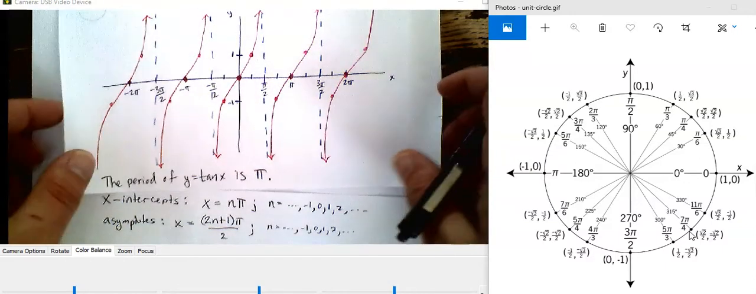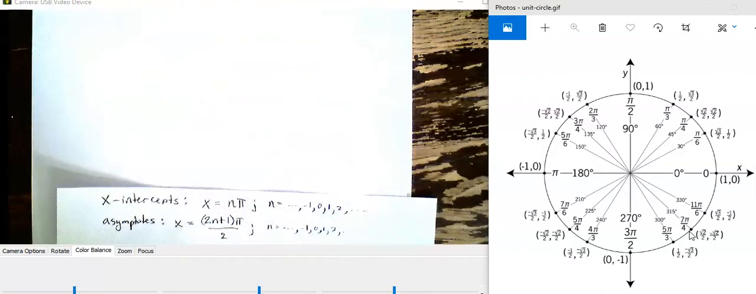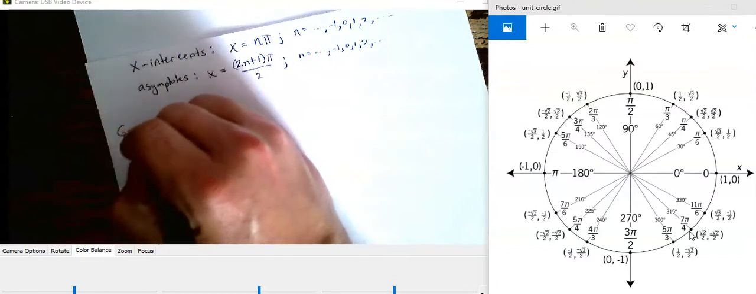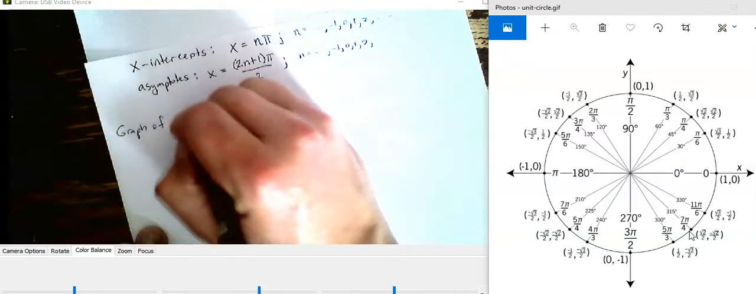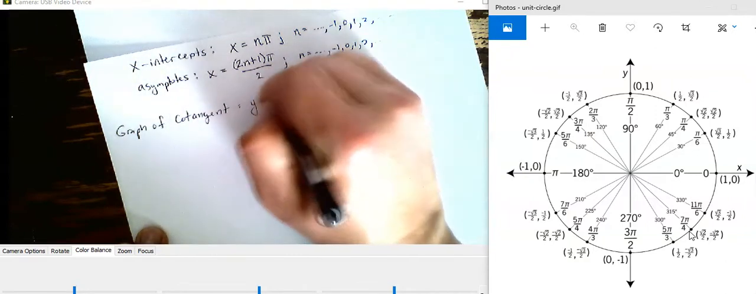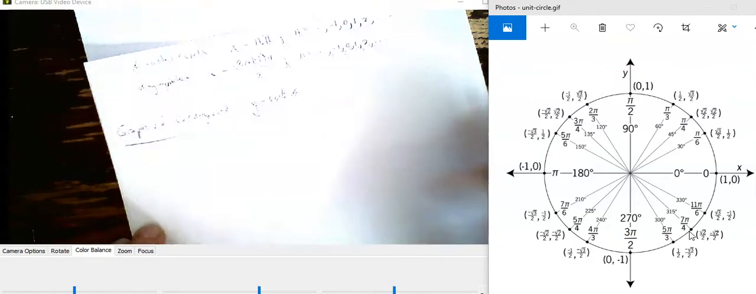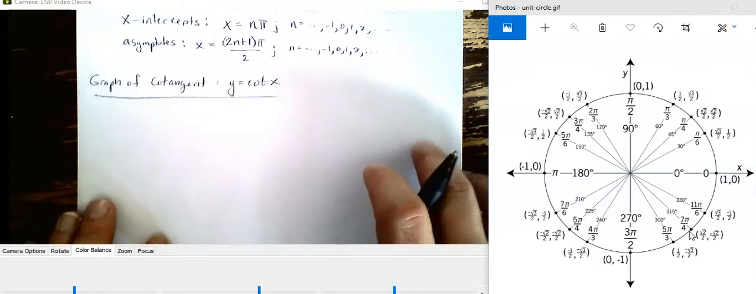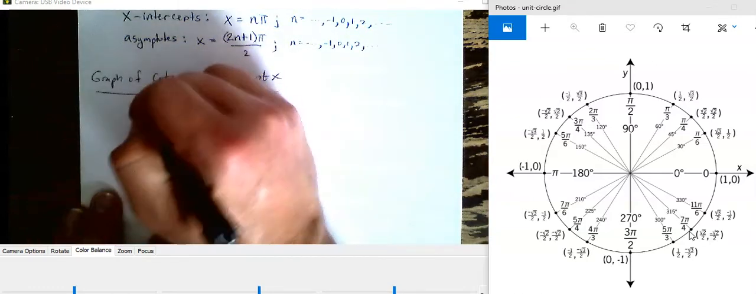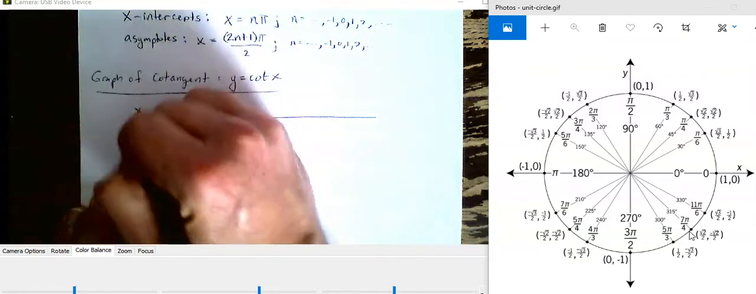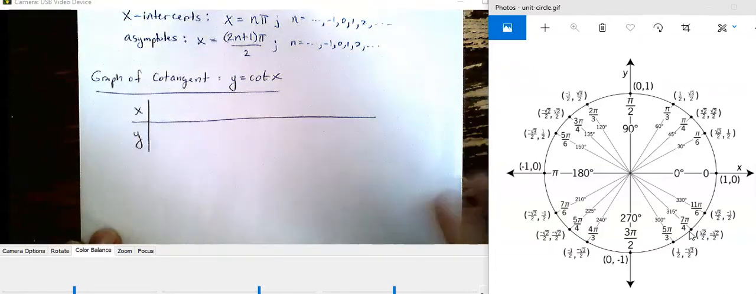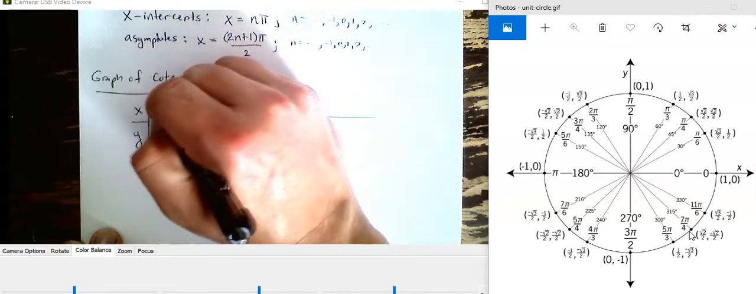All right, so now let's look at the graph of cotan. So the graph of cotangent. Y equals cotan x. Okay. So this one's not going to be too hard. We don't have to reinvent the wheel. All we need to do is take reciprocals of the previous values. So let's put in those numbers there.